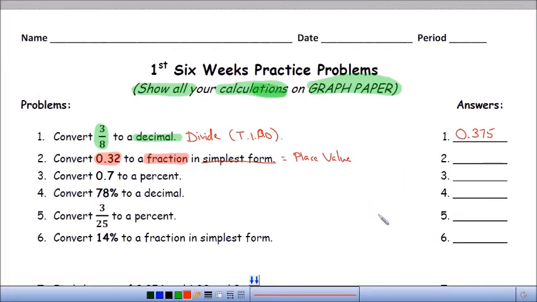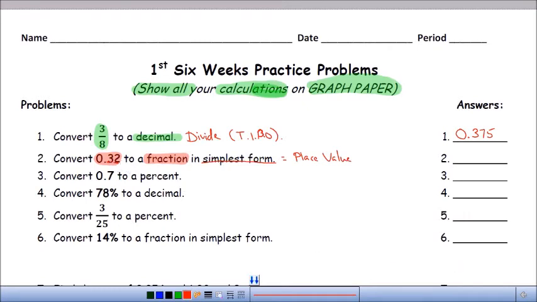Okay, so we're going to use our place value. Here we go. 0.32 is not read correctly that way. You have to read it as 32 hundredths, because this is the first place, the tenths place, and then this is the hundredths place. So this is 32 hundredths.